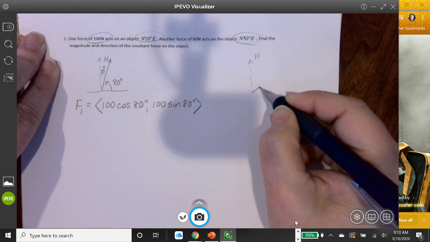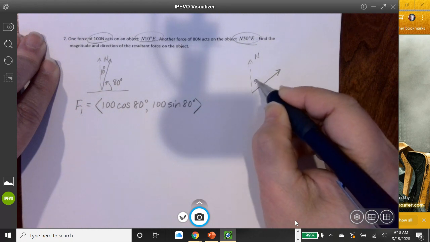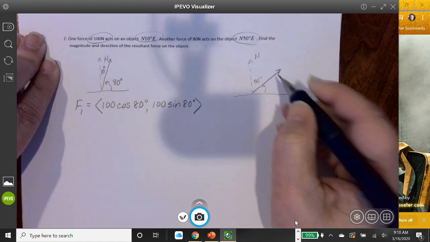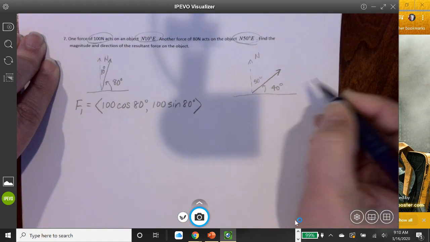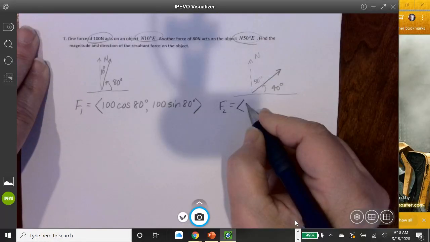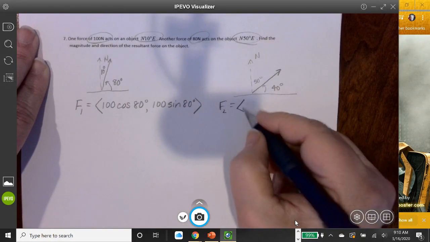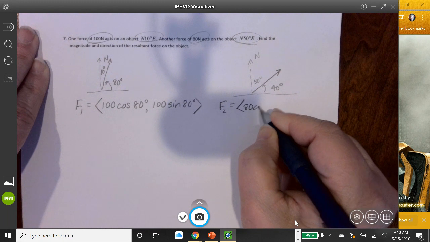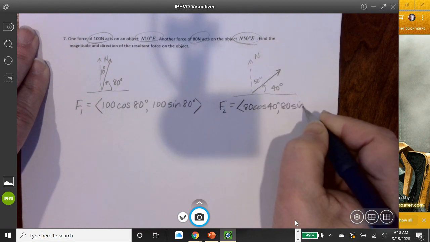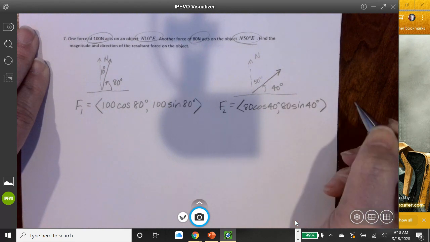And force 2 has its bearing, this is the north, 50 degrees east of north. So this is going to be roughly maybe right about here. So if this is 50 degrees, this here is, let's hear it everybody, 40 degrees. You're right. So force 2's component form is going to be its magnitude, which is 80. 80 times the cosine of 40 degrees, 80 times the sine of 40 degrees. And what do we do? We just add them together.